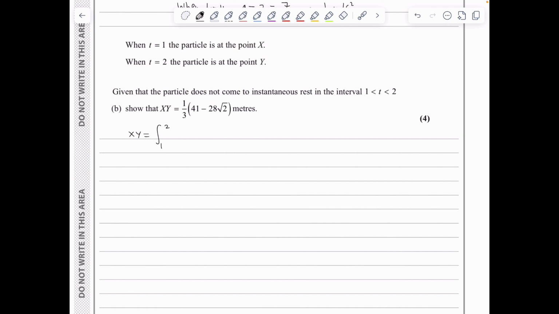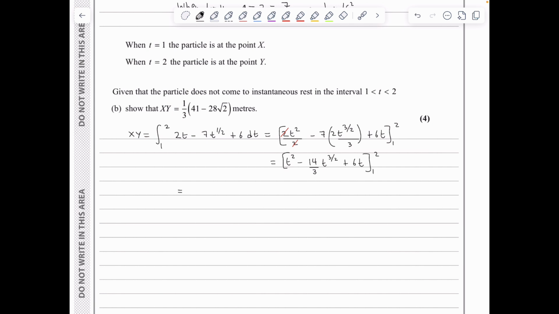So it's going to be the integral of 2t minus 7t to the half plus 6 dt. Now we know that in integration we're increasing the power by 1, dividing by the new power. So this is giving me 2t squared over 2 minus 7t to the 3 over 2 divided by 3 over 2 plus 6t, and the limits are 1 and 2. Now obviously the 2 with the 2 will simplify out, so we've got t squared minus 14 over 3 t to the 3 over 2 plus 6t, with the limits being 1 and 2.